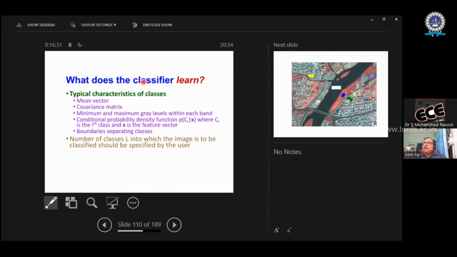So when we say we provide examples to the classifier, what does it learn? Typically, these are some of the things it learns. For each class, it will learn the mean vector. If my data is supplied in multiple dimensions, then the average of each dimension in each band leads to a mean vector. Within each wavelength band, you have variance. Between bands, you have covariance. So you have a matrix of it. What are the minimum and maximum observed levels within each wavelength band? How much is it in red, green, blue, infrared, etc.? You can find these things.